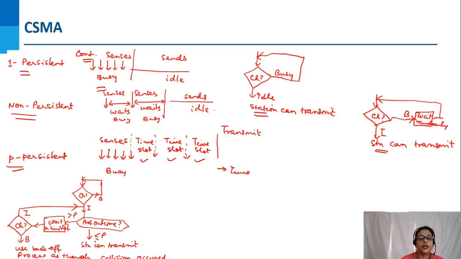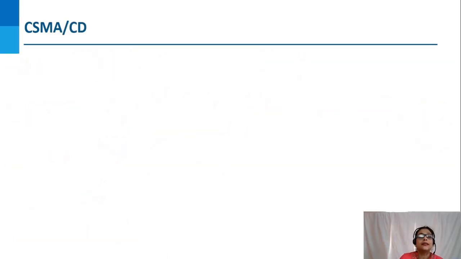Now it checks the probability outcome. If the probability outcome is less than or equal to P, then the station can transmit, and if it is more than P, that is a probability, it has to wait a time slot. Then again it checks whether the channel is free or not. If the channel is busy, then it has to use a back-off process as the collision has occurred. So this is the P persistent. Let us turn our attention to CSMA CD, carrier sense multiple access collision detection.